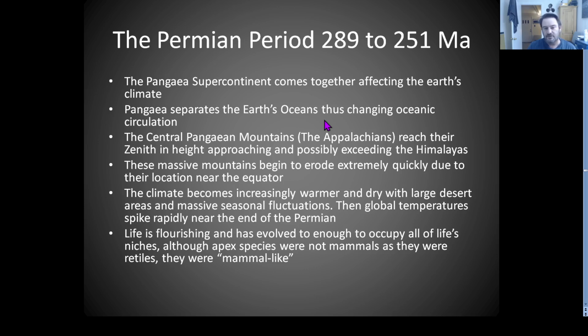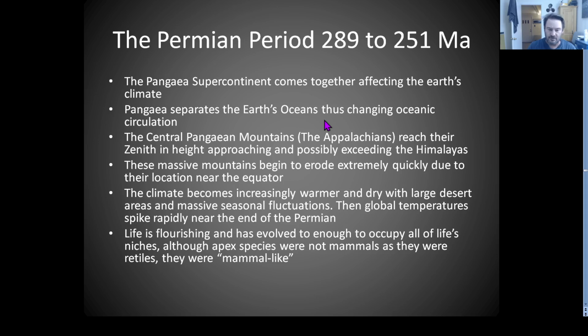The central Pangaean mountains, the Appalachians, reach their zenith in height, approaching and possibly exceeding the Himalayas. The massive mountains begin to erode very extremely due to their location at the equator. The climate becomes increasingly warmer and drier, with large desert areas and massive seasonal fluctuations, and then global temperatures spike rapidly near the end of the Permian.